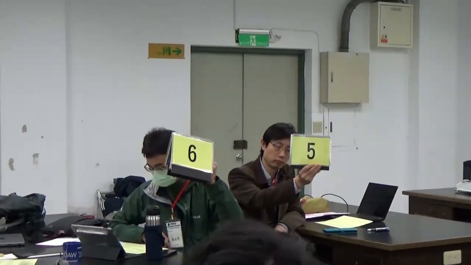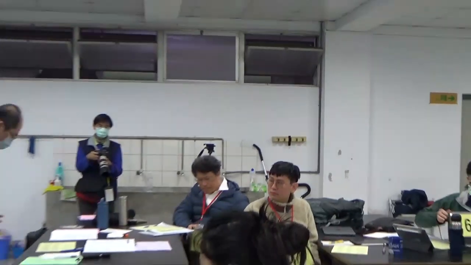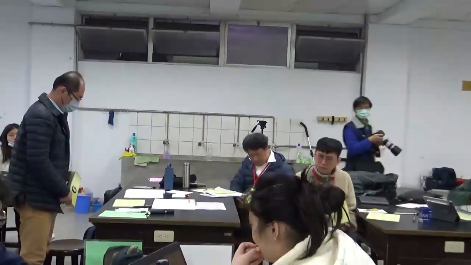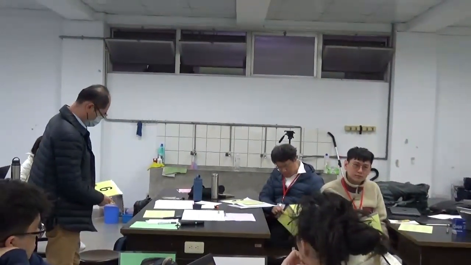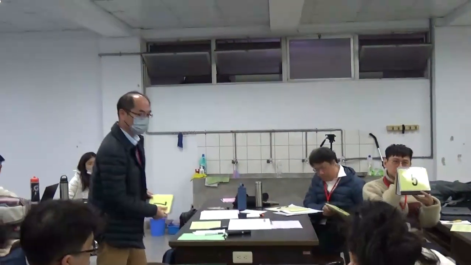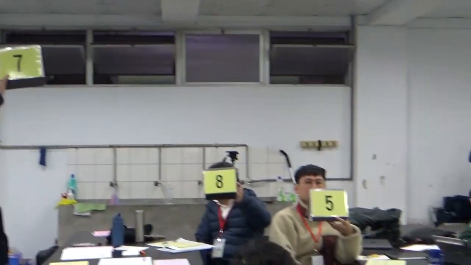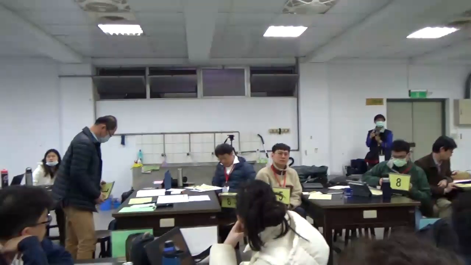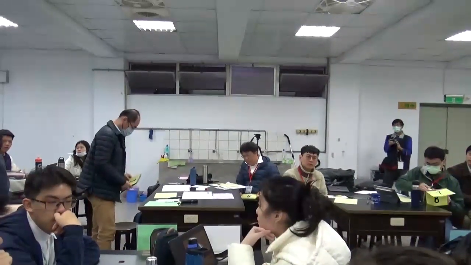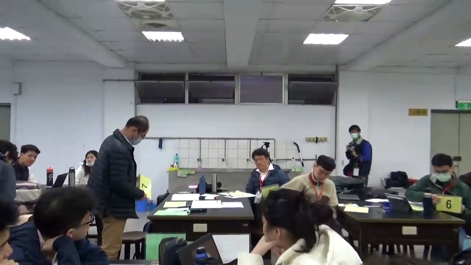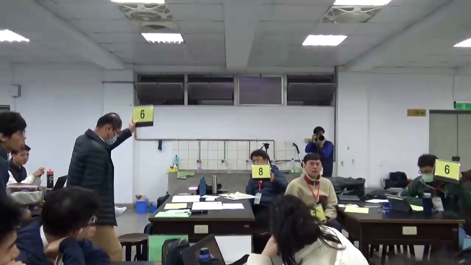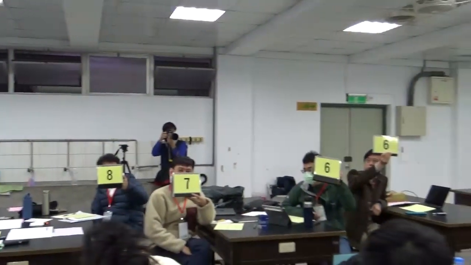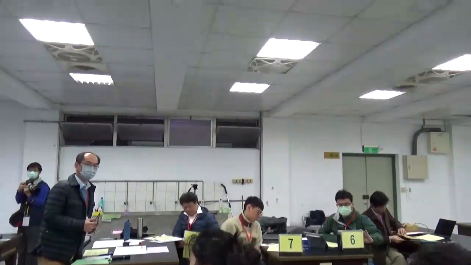6, and 5. Next, opponent. We show it. 7, 8, 5, 8, and 6. Final score, reviewer. We show it. 6, 8, 7, 6, and 6. Okay.